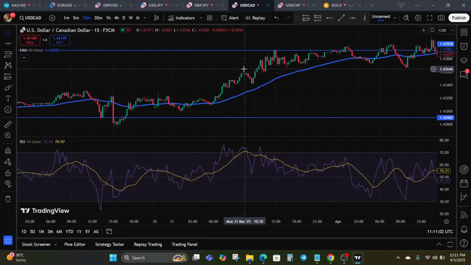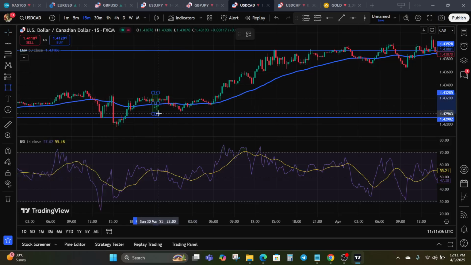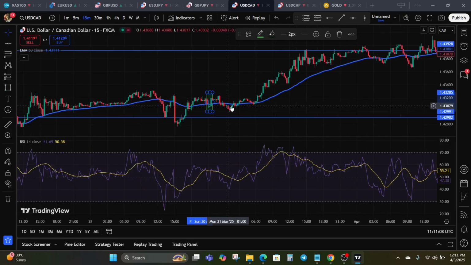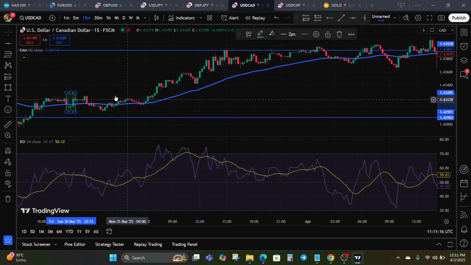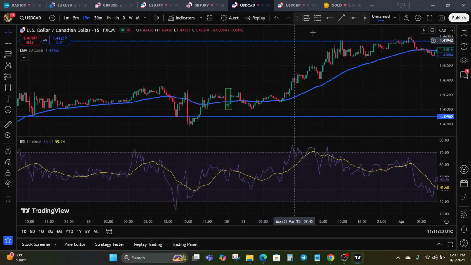So once you have a bullish candlestick pattern form, remember, price must be above the 50 EMA, the RSI must be coming out from the oversold territory, and a bullish candlestick pattern must form. Once these things have happened, you can enter the trade at the next candle's opening.